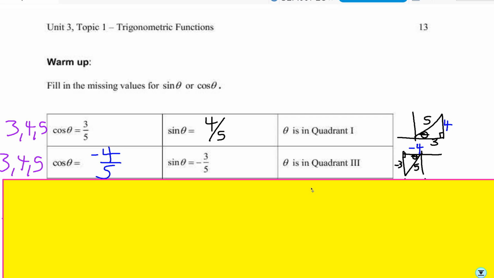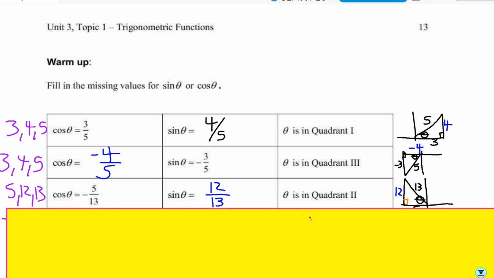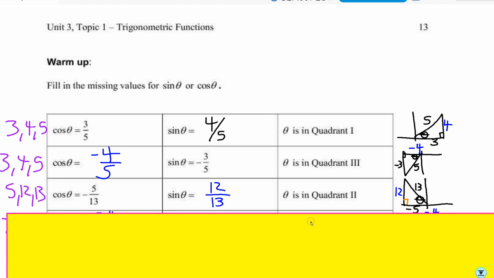I'll do one more, and then I suggest you pause and fill out everything except the last 2 rows and see how you do. So the last one I'm going to show you is they give us a ratio of negative 5 over 13, and they tell us it's in quadrant 2.